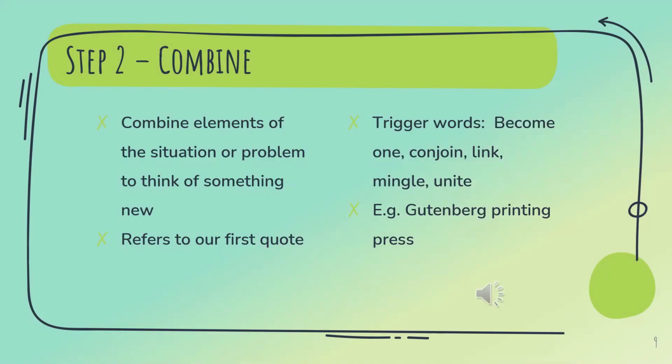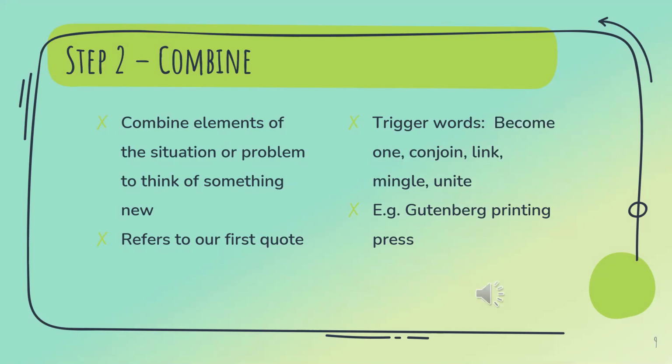Step 2, C for combine. This next step is to contemplate combining elements of the situation or problem the organization is facing so as to think of something new. This refers back to our first quote from Michael Vance. Innovation is the creation of the new or the rearranging of the old in a new way. Contemplate routes that a combination of elements would take your organization.